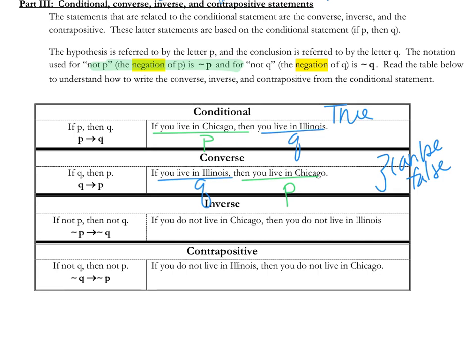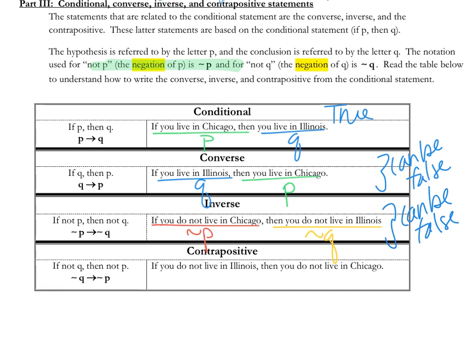Okay. The inverse is taking the P and the Q and negating them, meaning making them not. So if you do not live in Chicago, then you do not live in Illinois. So here's our negated P and the negation of Q. Again, this can be false because it says if you do not live in Chicago. Well, we don't live in Chicago, but yet we still live in Illinois, and this statement is saying that we don't live in Illinois.